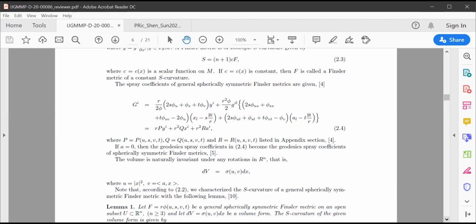So the volume form is special. Here, finally, I mention that the volume form is special. Then you can use that to talk about S-curvature. Without a volume form, you cannot talk about S-curvature. I think this should be mentioned earlier.